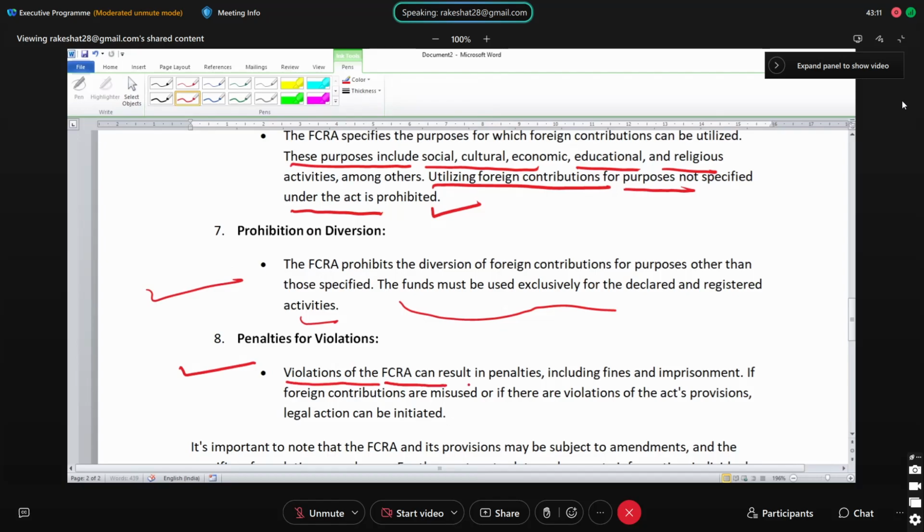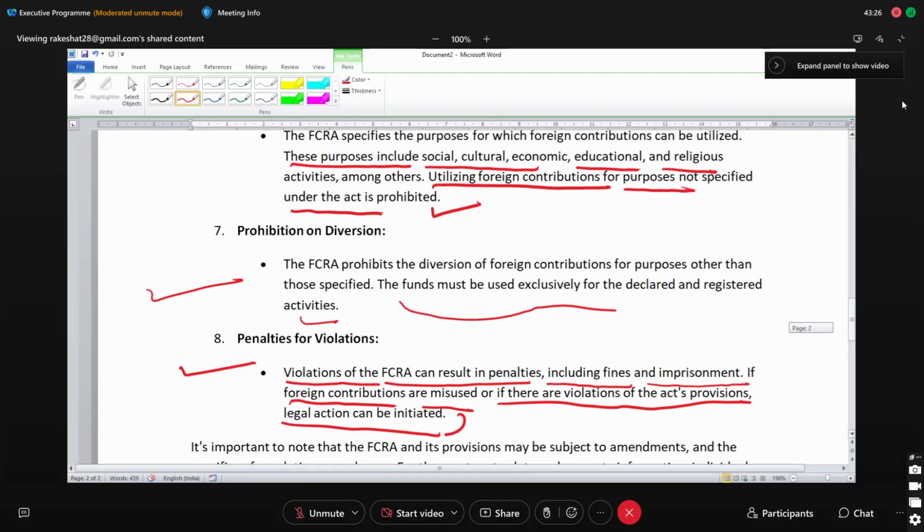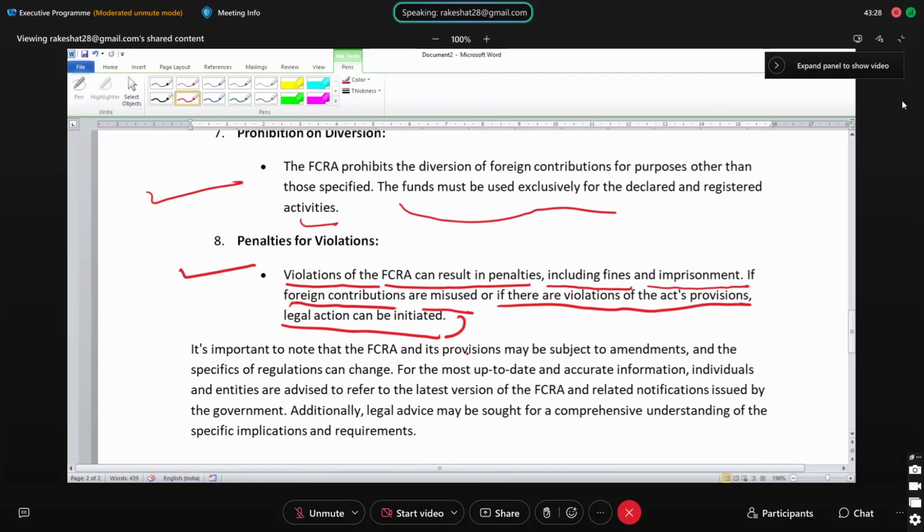Violations of the FCRA can result in penalties, including fines and imprisonment. If foreign contributions are misused or if there are violations of the Act's provisions, then legal action can be initiated. Now, it is important to note that FCRA and its provisions may be subject to amendments and the specifics of regulation can change. For more updates and accurate information, individuals and entities are advised to refer to the latest FCRA-related notifications issued by the government, or seek legal advice from a professional.